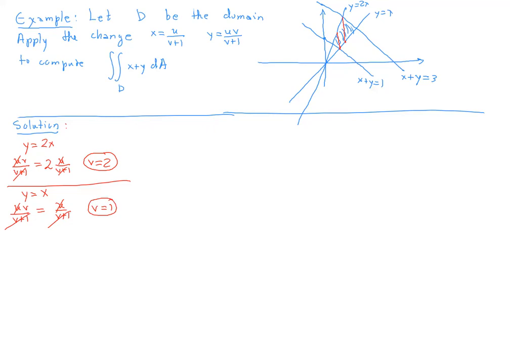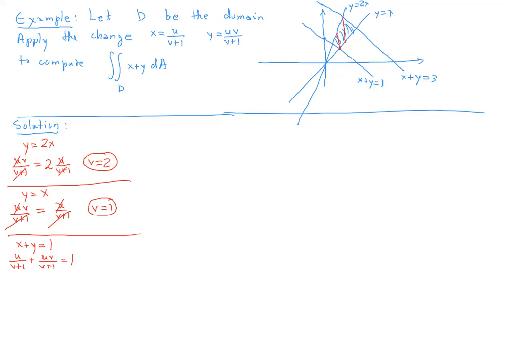And then take x plus y is equal to 1. So this will give you u over v plus 1 plus uv over v plus 1 is equal to 1. And here something very, very nice happens.